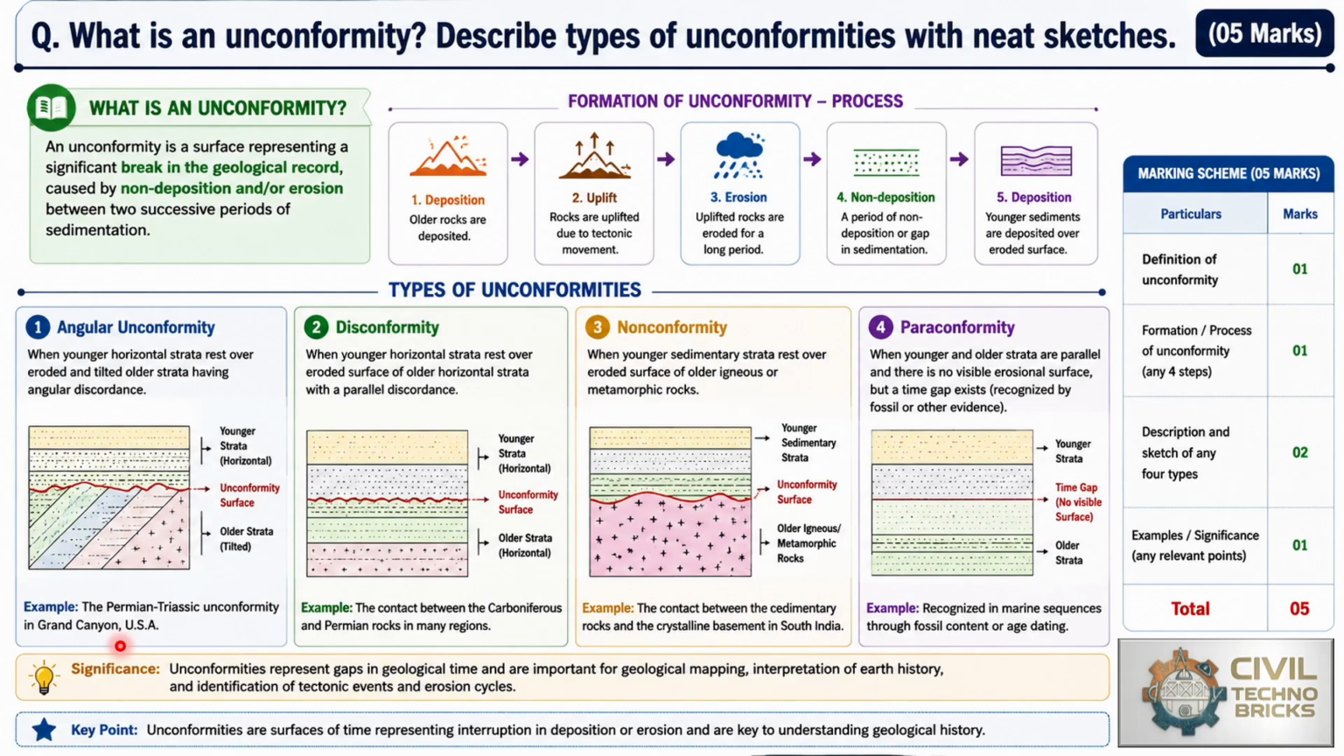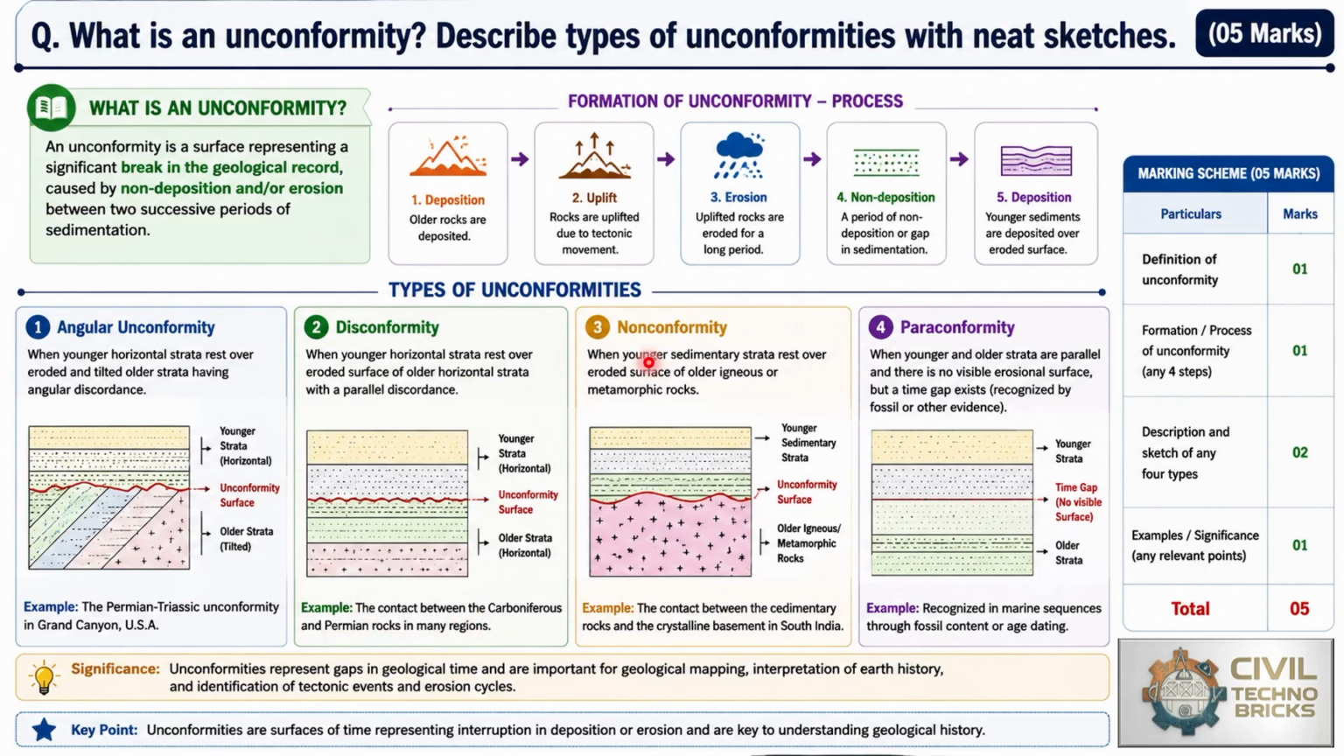For example, the Permian Triassic unconformity in Grand Canyon, USA. Second, disconformity, where younger horizontal strata rest over the eroded surface of older horizontal strata, which is the parallel discordance. The example is the contact between the Carboniferous and Permian rocks in many regions.